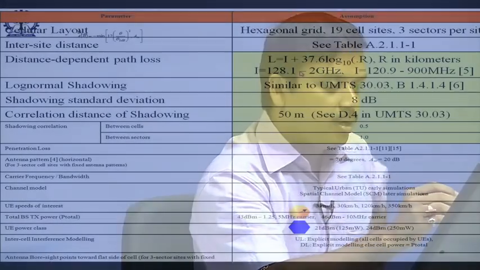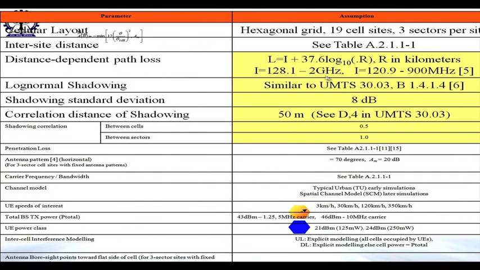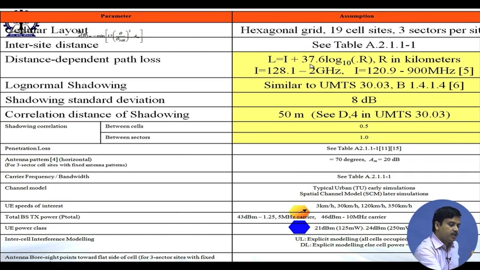So, now if we look at the similar model from 3GPP as we have seen in the previous lecture, again we look at the same model. We did not highlight some parts of this model, which we will now highlight as is seen below. This L loss has this I plus 37.6, which is 3.76 multiplied by 10 log base 10 of R. I for 2 gigahertz is 128, and I for 900 megahertz is almost 121. So, this particular model you have seen.